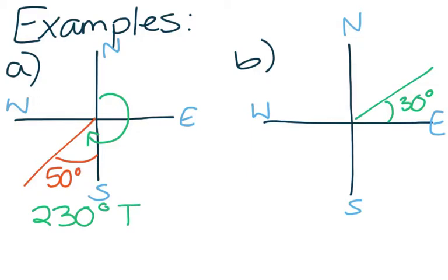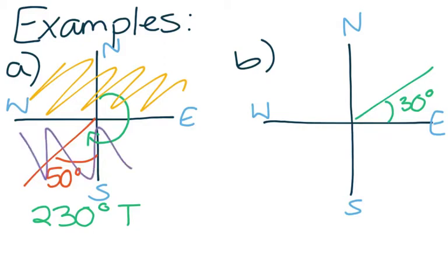Whereas for the compass bearing, what we look at is the bearing in this top half. If it's in this top half, we're going to read from north. If it's in this bottom half, we're going to read from south. Okay, so I'll just get rid of those now.